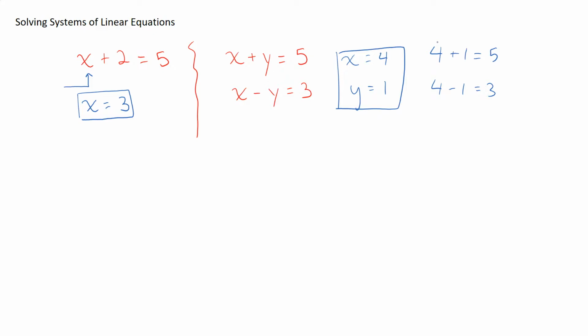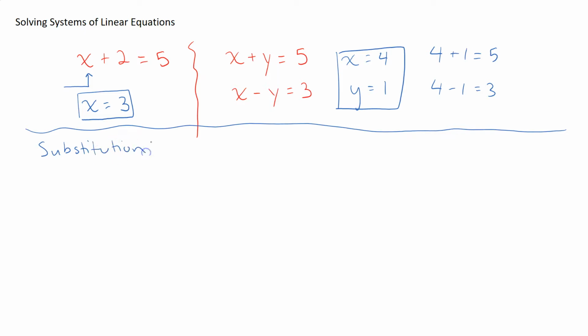Here I was just guessing and checking, but hopefully we understand what it means to be a solution: when we find the values for x and y, and we plug them in, it works for both equations. There are a couple of methods for helping us find or solve for these x's and y's. The two methods that I'll go over are the substitution method and the combination or elimination method, as people call it.